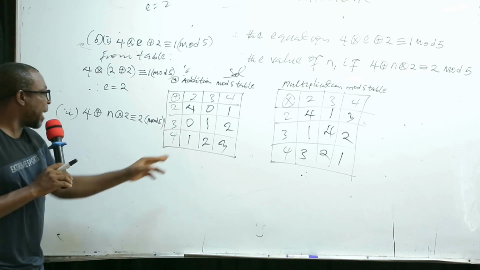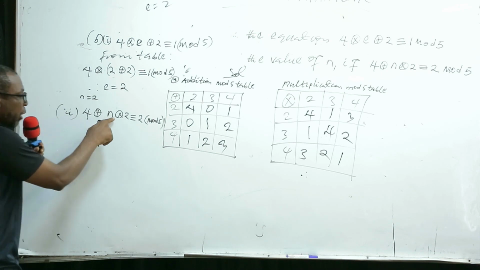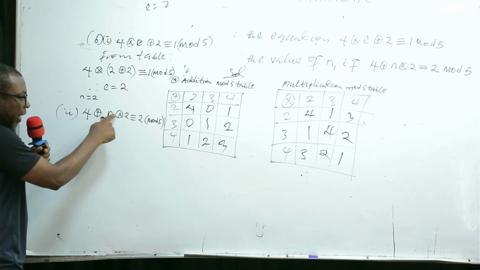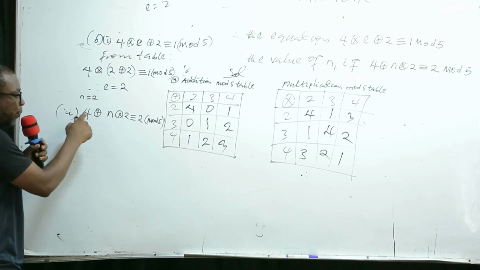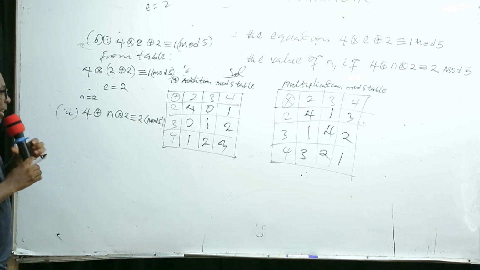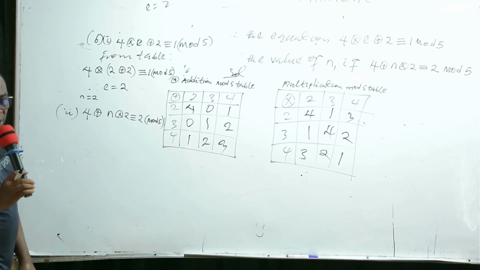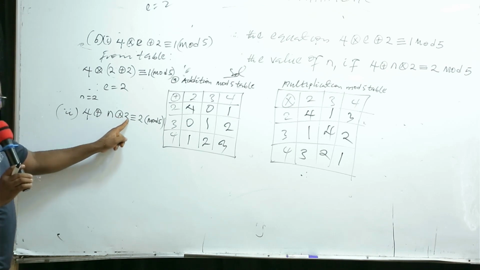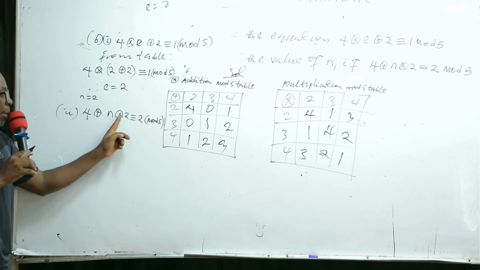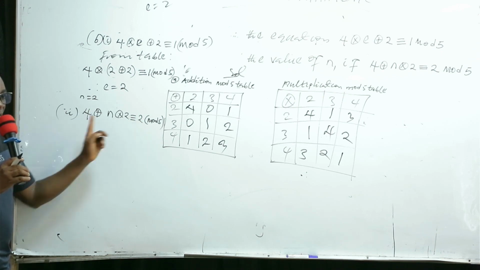Huh? Now let's pick N to be 3. E is 2. Okay, let's do multiplication first. 3 times 2. 1 plus 4. Does it satisfy? You see it now. Let's pick 3. 4 plus 3. 2 times 2. Does it satisfy? Let's go to multiplication. 3 times 2. 1 plus 4. Does it satisfy? You see it now.